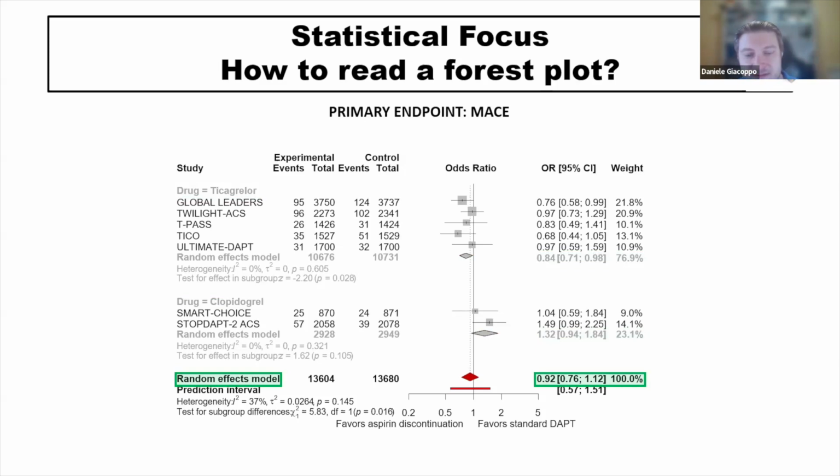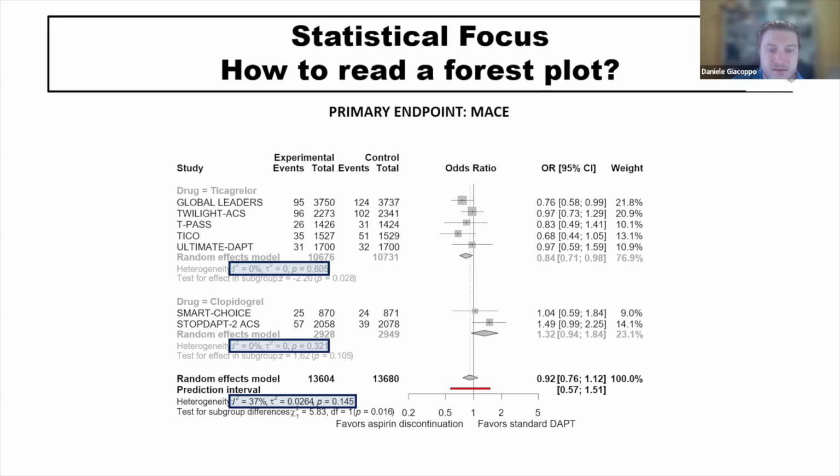Conversely, you have the diamond of the second group, the clopidogrel group, which crosses 0.95, the lower limit of the 95% confidence interval. It crosses the null, and the p-value is 0.105. And what I highlighted is the pooled random effects. So the overall estimates between pooling both groups, and you have non-statistically significant estimates, which is displayed by the red diamond. And heterogeneity is reported here.